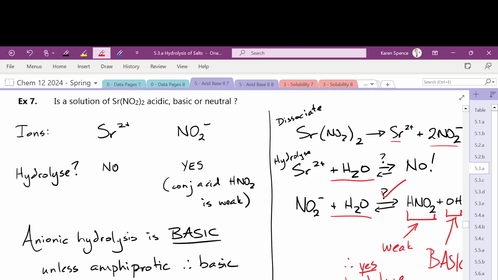Usually if you're given it in a written response, you'll be expected to write the hydrolysis equation. The one on the left is good for solving in your head real quick. Okay?